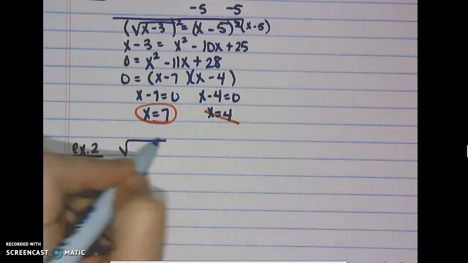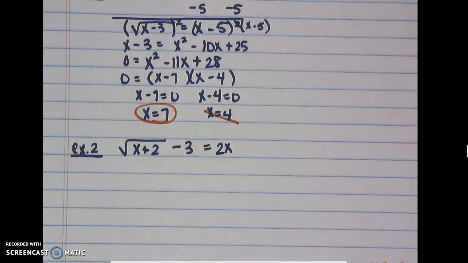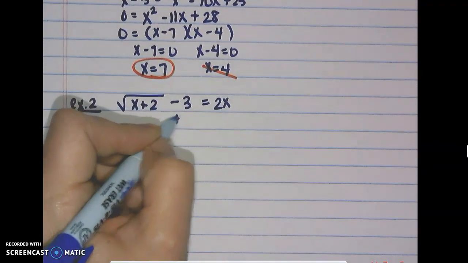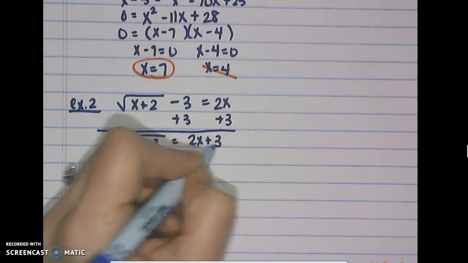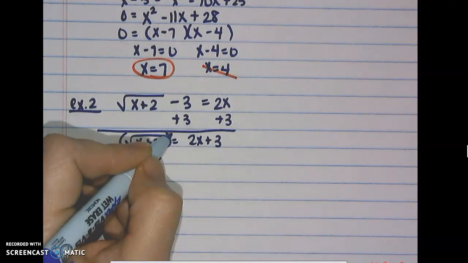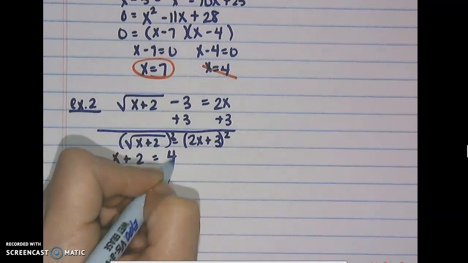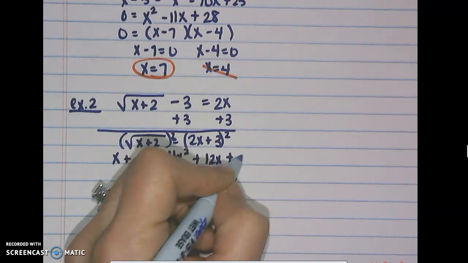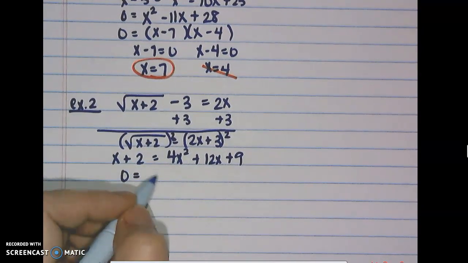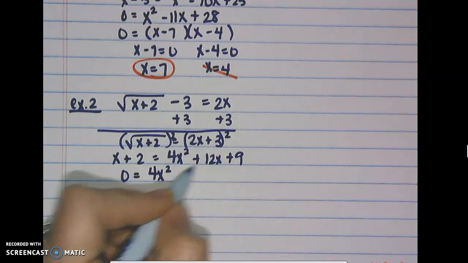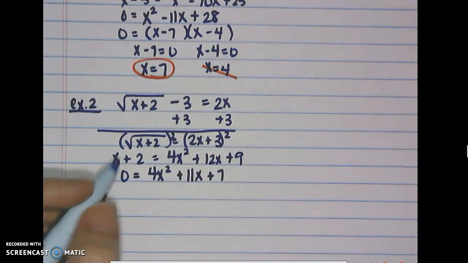So what happens if we have the square root of x plus 2 minus 3 equals 2x? Okay, isolate the radical, so we're going to add 3 to both sides. The square root of x plus 2 equals 2x plus 3. To get rid of the radical, we're going to square. That means we have x plus 2 equals, multiplying this by itself, we would have 4x squared plus 12x plus 9. And then we're going to move everything over to the right to be with the positive x squared. So we get 4x squared, moving the x over, we would have plus 11x, and moving the 2 over, we have plus 7.